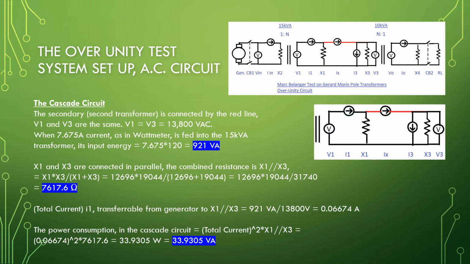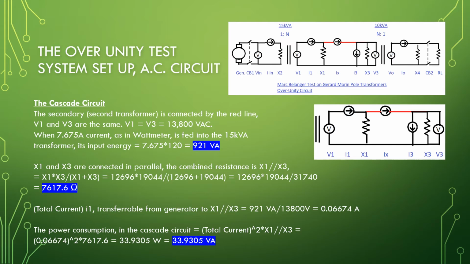The combined resistance is X1 parallel X3 equals X1 times X3 divided by X1 plus X3 equals 12,696 times 19,044 divided by 12,696 plus 19,044 equals 12,696 times 19,044 divided by 31,740 equals 7,617.6 ohm.